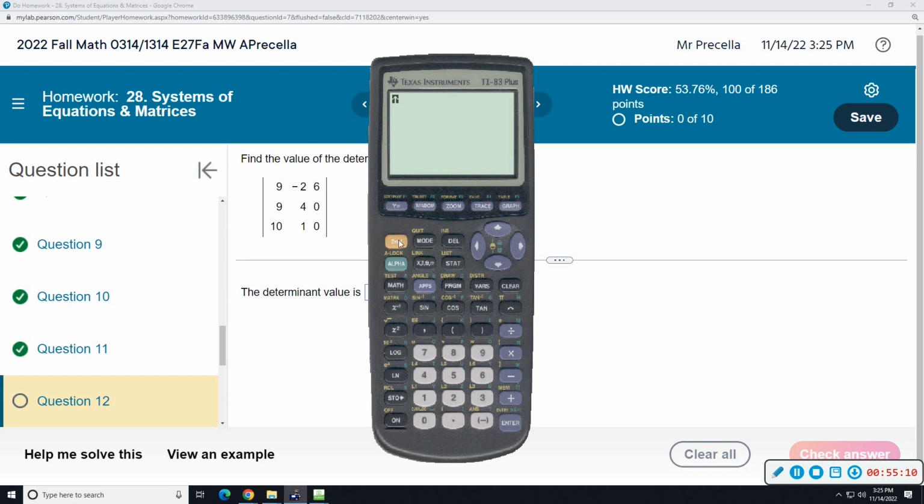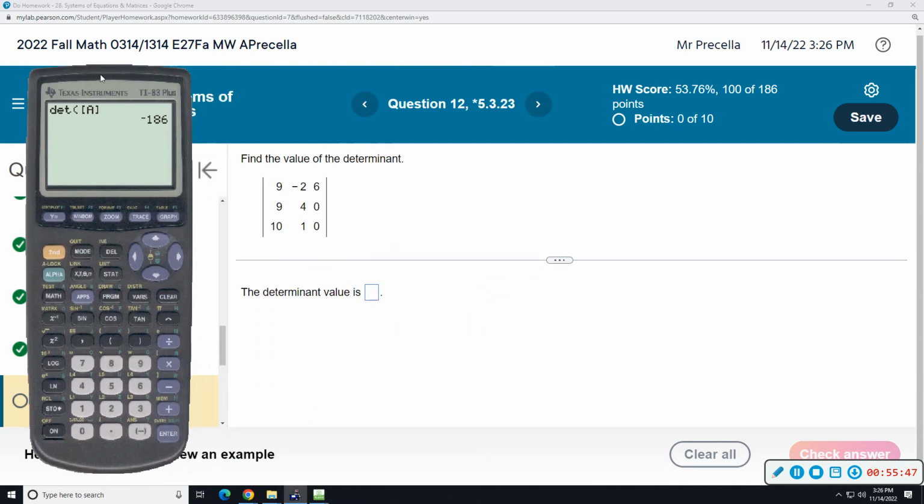Then you go back to matrix, second matrix, and you're going to do some math now. Move over to math, and the very first thing is DET for determinant. Say enter. But you got to tell it which matrix to use. Back to second matrix. We're using matrix A. I just always use matrix A. Okay? Enter. Enter. So the answer to number 12 is a negative 186.